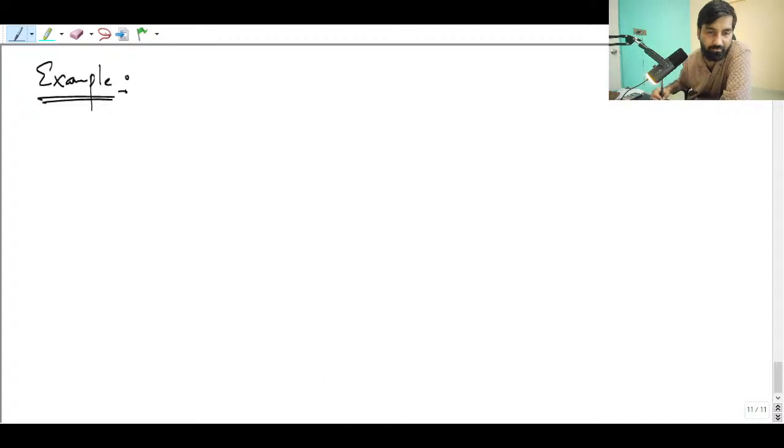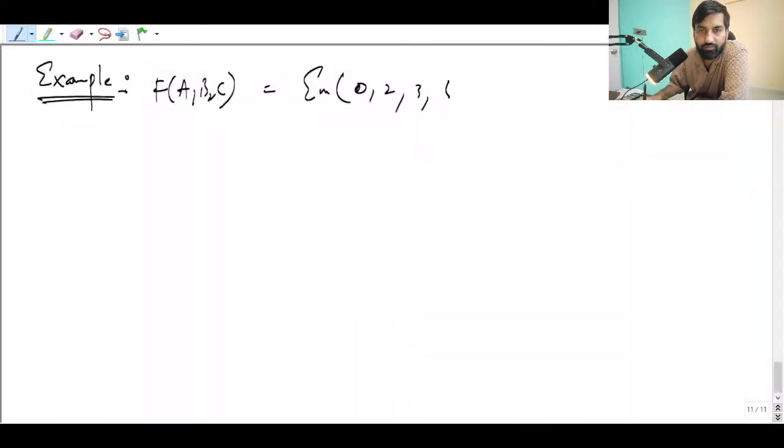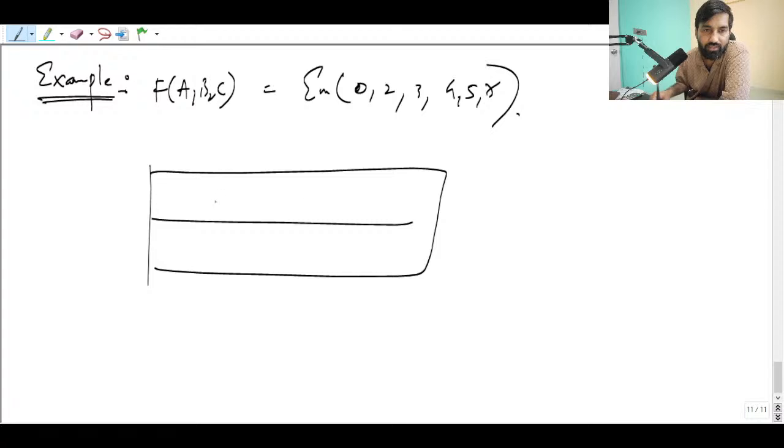Understand? So example. So suppose we have got a 3 variable K map. I mean the 3 variable Boolean expression is given. The corresponding min term index is also given like 0, 2, 3, 5, 4, 7. Sorry, 3, 4, 5, 7 should be there, right? And let me draw the picture here. 3 variable it is, right?